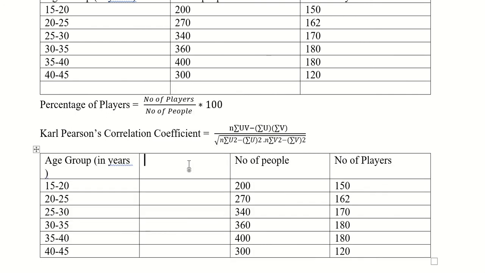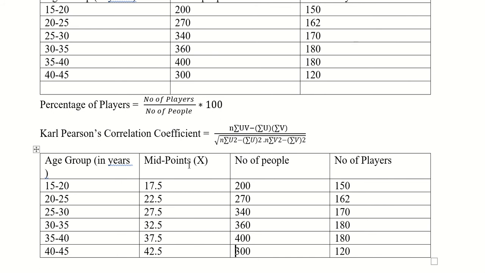So from here we will calculate midpoints, and we'll call it x. 15 to 20's midpoint is 17.5. 20 to 25's midpoint is 22.5. Then we have 27.5, 32.5, 37.5, and 42.5. Okay, so x we have calculated.